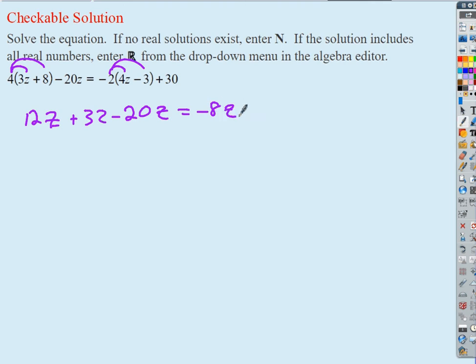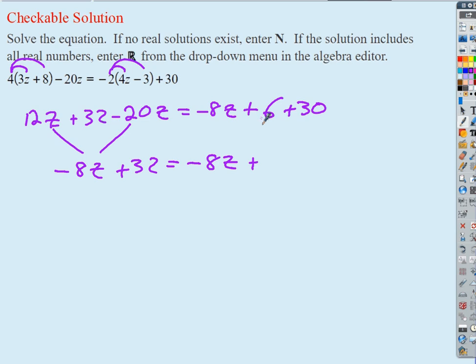Good. Plus, there you go. Negative times negative is positive, so plus 6, plus 30. I could combine like terms. 12z minus 20z gives me negative 8z plus 32 equals negative 8z plus 36. Good. Okay, now what?